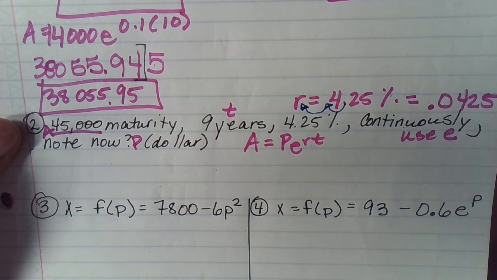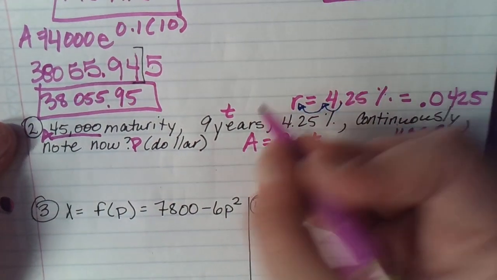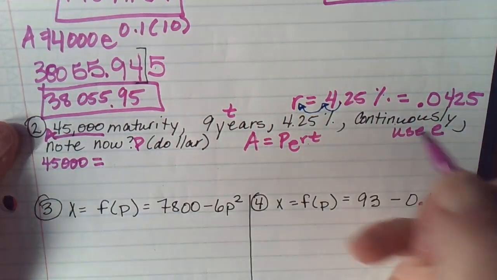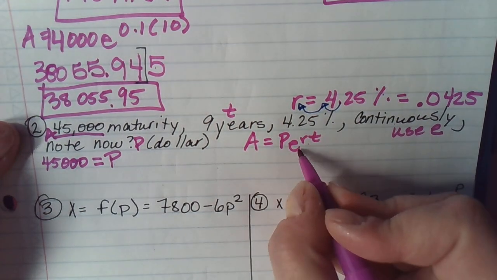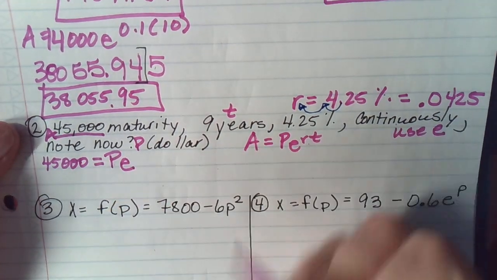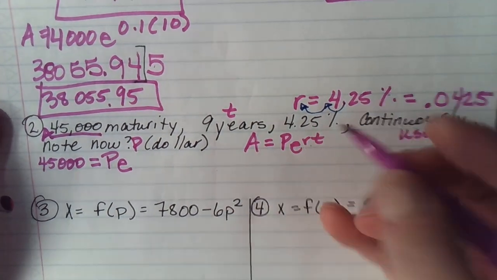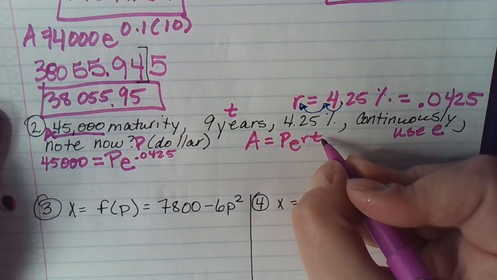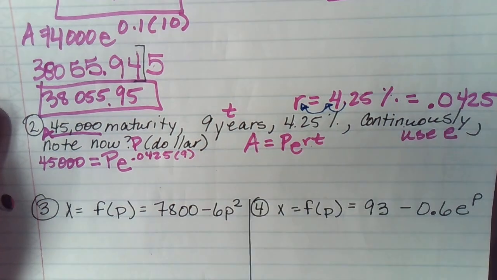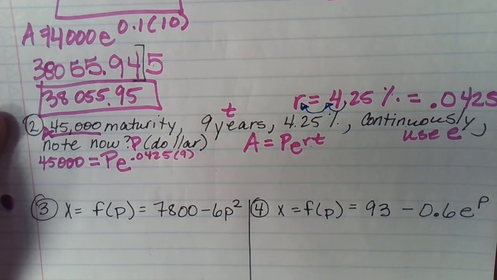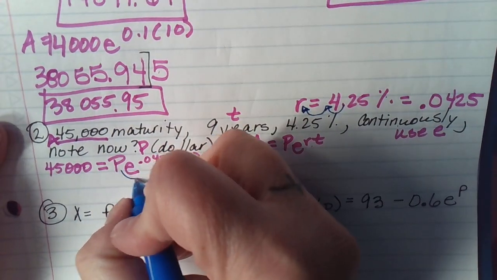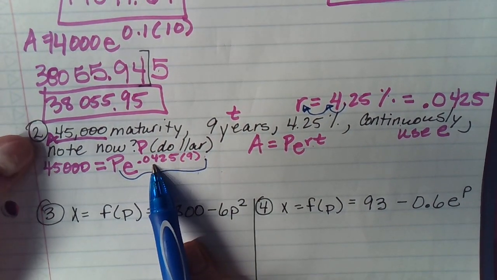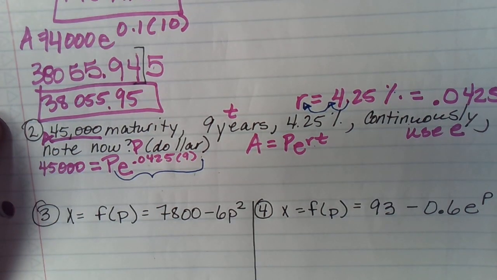Okay, so let's see here. Our A is $45,000. We don't know our P. Our E is the letter E. It's a button in your calculator. The R is 0.0425. The T is 9. All right. And then you might not can tell, but everything from the E to the 9, you can put that in your calculator. Okay, so let's do it.